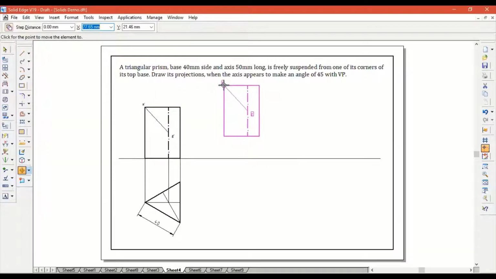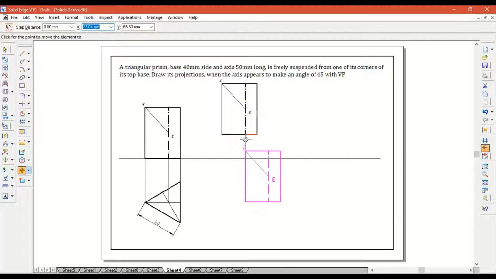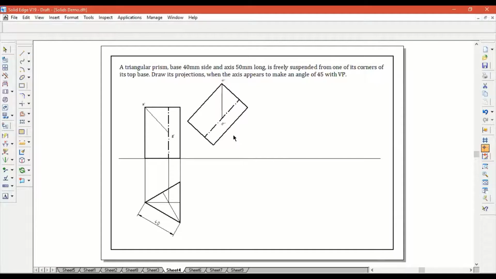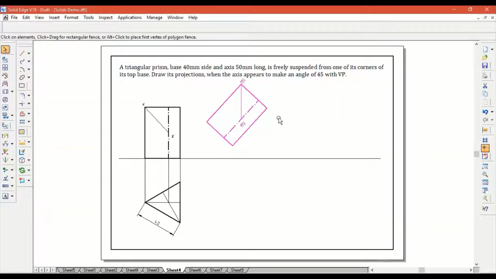just move it somewhere over here so that it's got a certain amount of distance from the XY line. Then use rotate, select the point A dash, select the point G dash and make the line vertical. Sometimes you just have to adjust its space, so that's fine. So this is all you need.